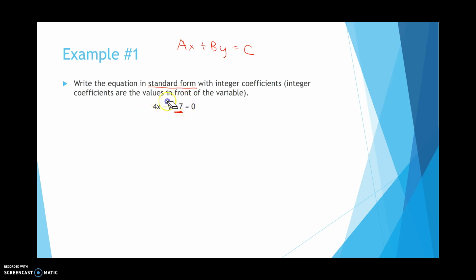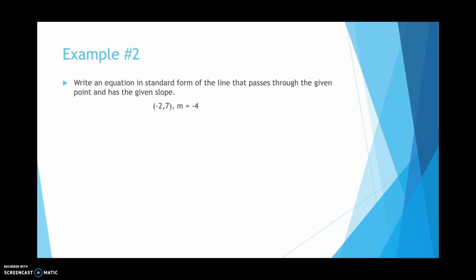In order to do this, I'm going to add 7 to both sides, and I'll write my final answer in the form of ax plus by, so that's 4x minus y. Since there's no number in front of y, that's just 1, so we can leave it as y. Equals 7. And that'll be my answer in standard form. Now this next example gets a little bit more involved.